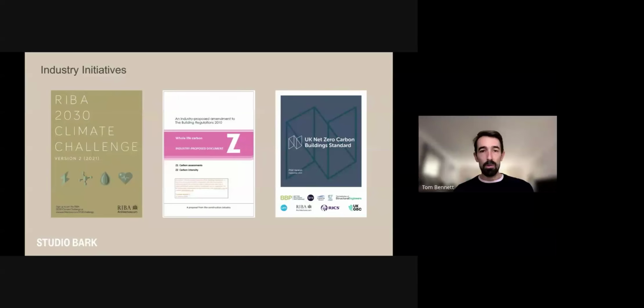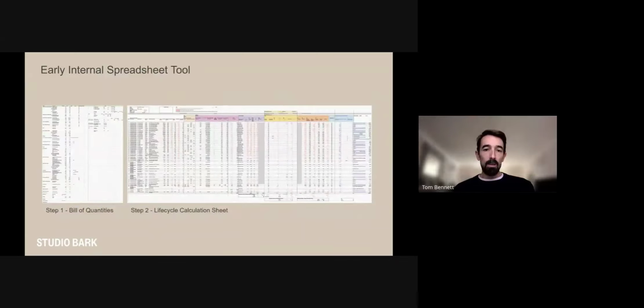We've seen downstream from this a number of industry initiatives: benchmarking, policy proposals, and also specific technical standards. In 2020, we ran a program of internal upskilling, and off the back of that, we developed a spreadsheet calculator, which looks something like this. This was essentially a two-step process: manually drawing up a bill of quantities and then going line by line and inputting those quantities into the spreadsheet.